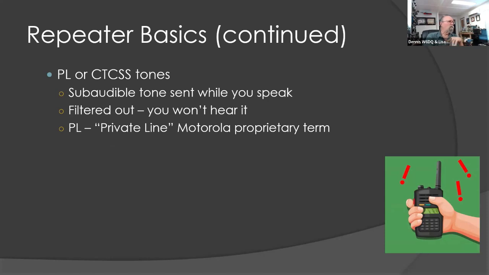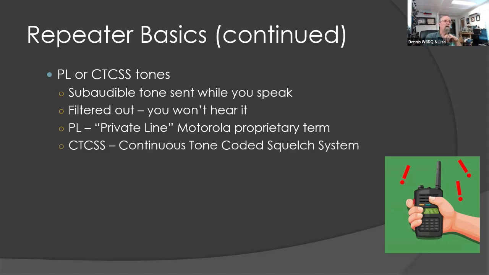So PL is private line for Motorola. CTCSS is the term we use now, continuous tone coded squelch system. It's a tone that's on when you're continuously transmitting. When you stop transmitting, the tone goes away, the COR drops out, and the repeater goes back to listening again.